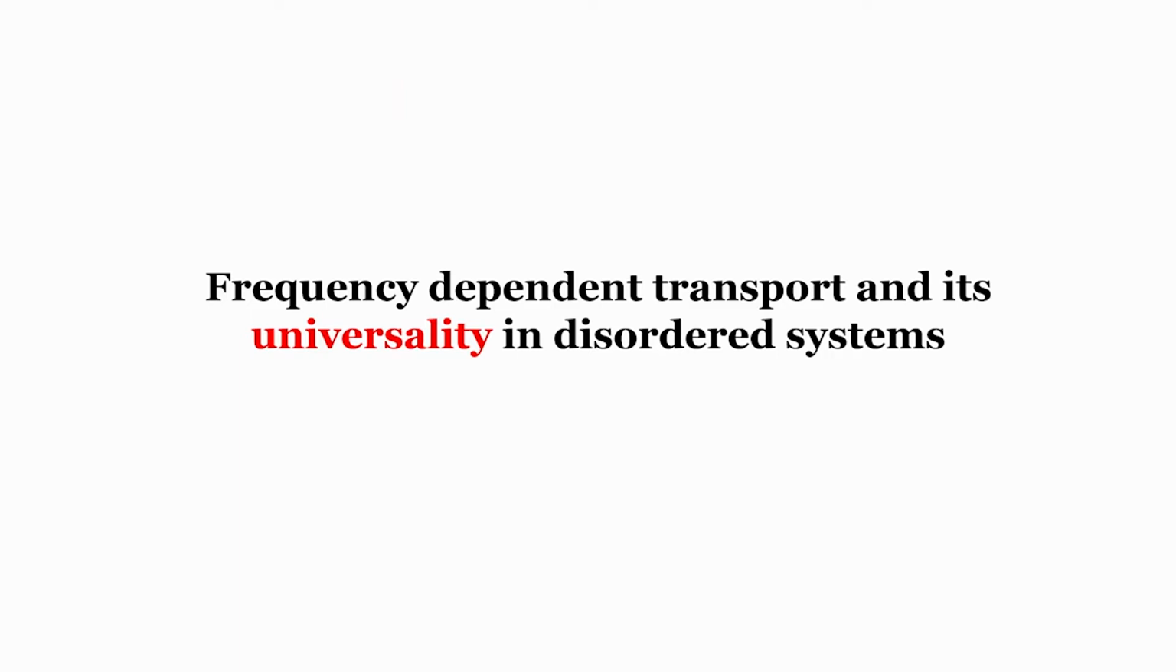So, let us now come to the topic of interest today, which is frequency dependent transport and its universality in disordered systems. This is essentially the part of scaling laws that I was referring to at the beginning of this discussion. We will first begin with frequency dependent transport, also called AC transport, alternating current transport, and then we will look at a more general approach in disordered systems, how these disordered systems together are universal in nature.